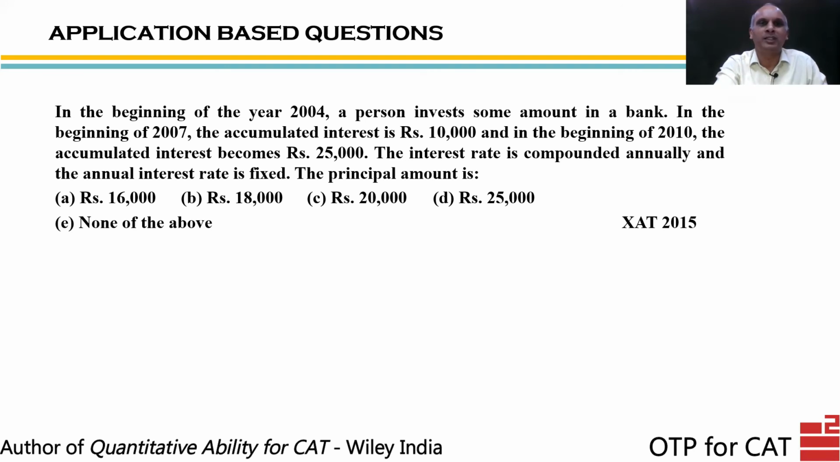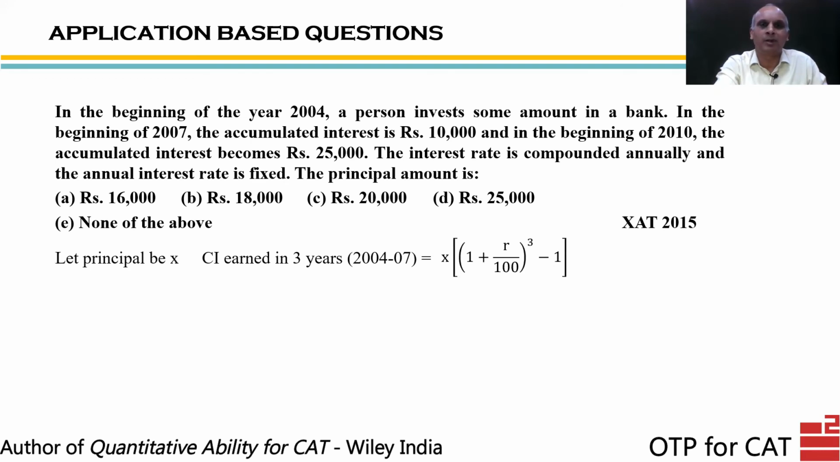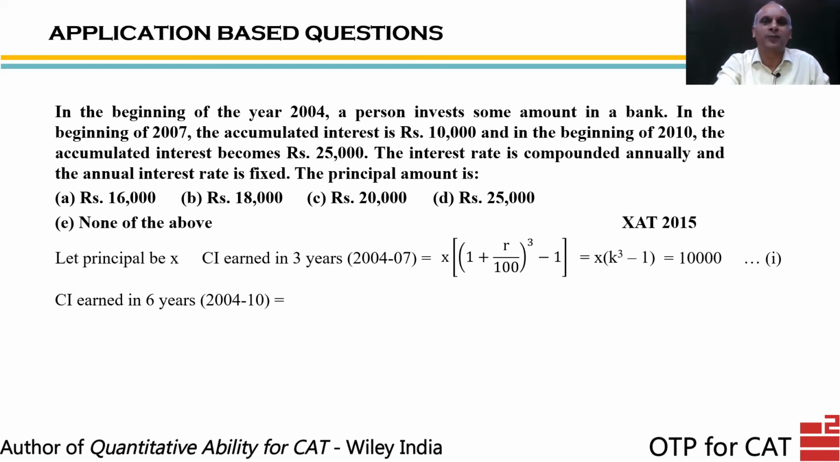It is talking of accumulated interest being given to us. So again, we'll assume that the principal is X rupees. CI earned, we apply the formula of compound interest. Now we are aware of the formula, so I will not elaborate it further. It becomes X into K cube minus 1. Let's say it's equation number 1. CI in 6 years, because from 2004 to 2010 it's a gap of 6 years, and that accumulated interest is 25,000 rupees. So we get this. It is the second equation.